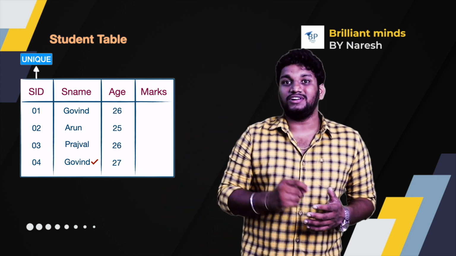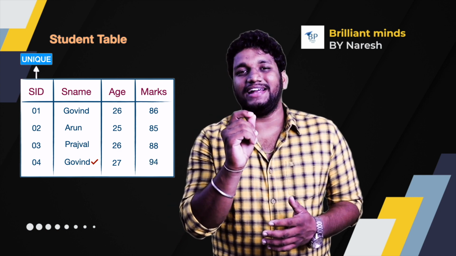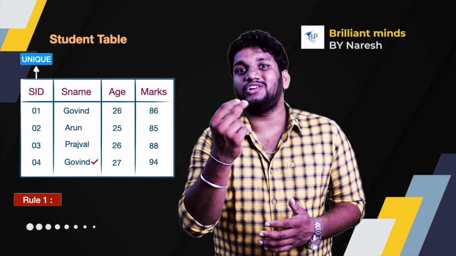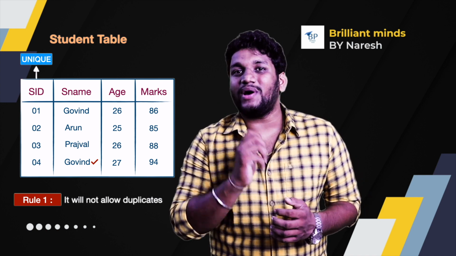This is the first rule that you have to remember. What is the first rule? Unique constraint will not allow duplicate values. What is the next rule? It will allow null values. What are null values?